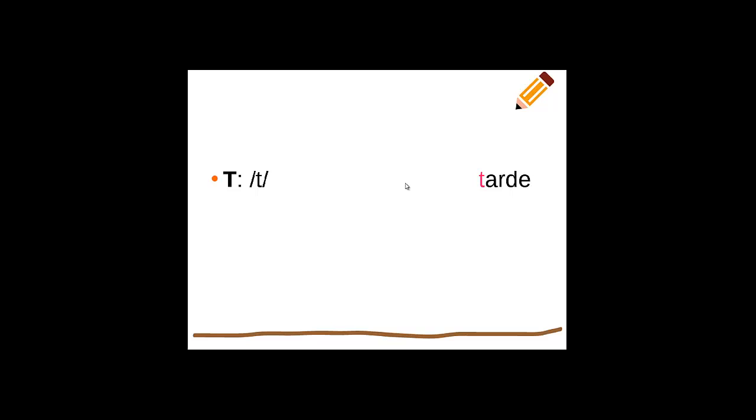T. T is like what we saw with D. In English, they are pronounced with the tongue against the teeth, but in Spanish, it's with the tongue against the alveolar ridge. You will say today, we say tarde. Can you notice the difference? Tarde means either late or afternoon. Buenas tardes, good afternoon.